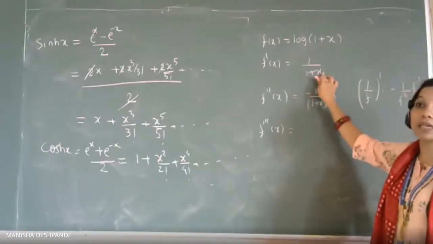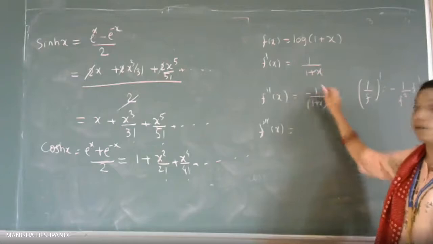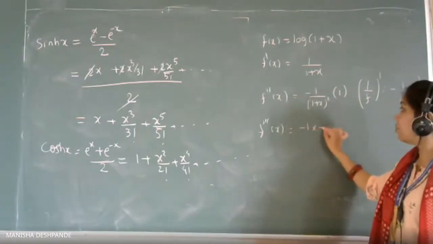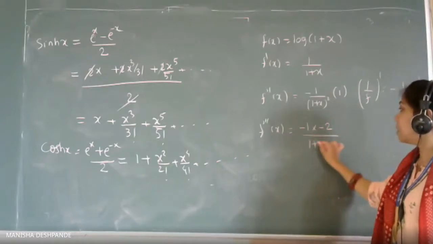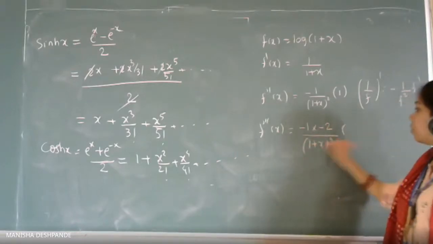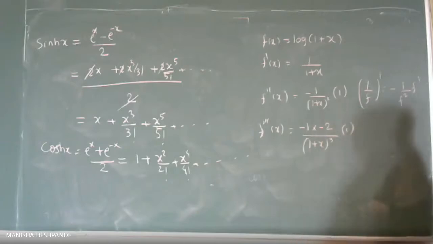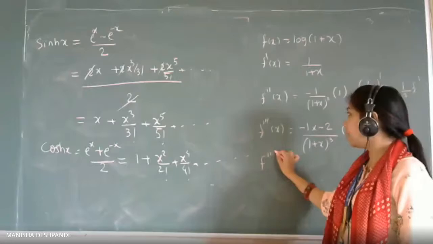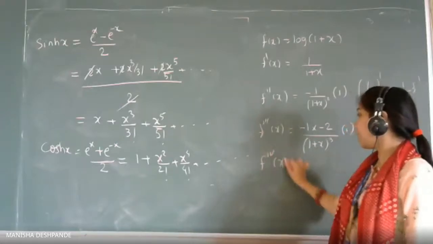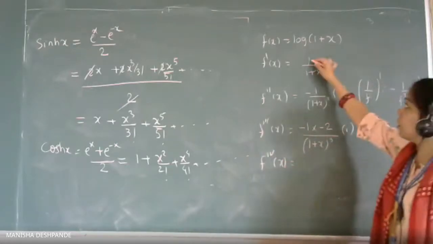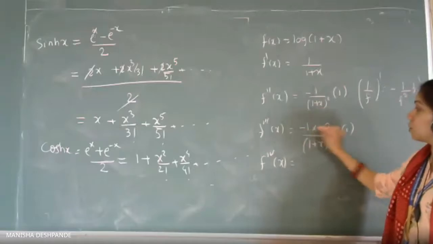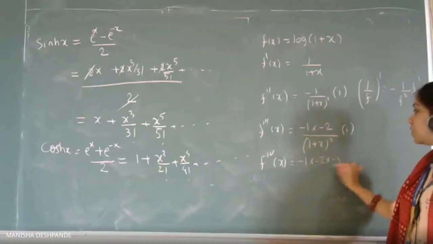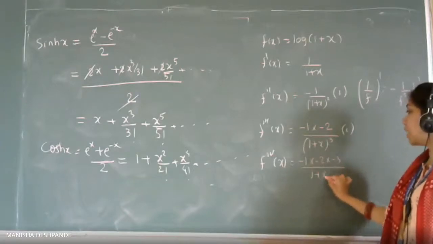What is the derivative of 1? 0. What is the derivative of x? 1. Then minus 1 into minus 2 upon 1 plus x the whole cube into derivative of 1 plus x, which is 1. Okay. Then you will see the symmetry. With the symmetry, you can write down the derivatives quickly. What is happening here? 1. Here it was minus 1. Here it is minus 1 into minus 2. So now it will be minus 1 into minus 2 into minus 3 upon 1 plus x raised to 4 into 1.